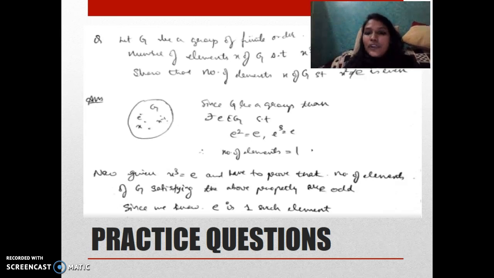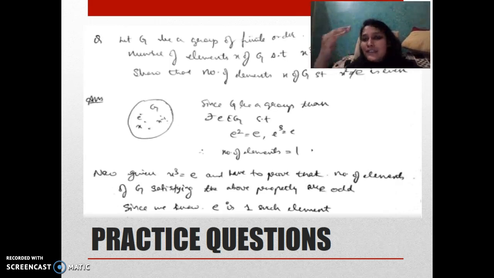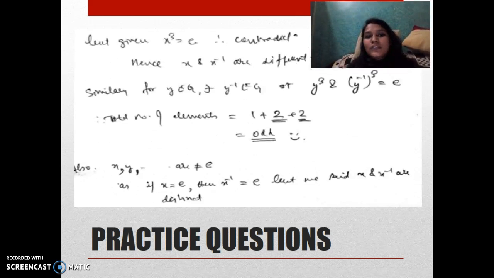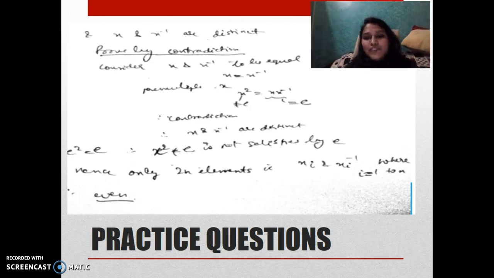So how will you show it? Again, first of all, if x square is not equal to e, then x inverse square will also not be equal to e, right? So these are 2n elements, and since identity square is equal to e, identity cannot satisfy this property. Hence you will get 2n elements. But the catch again is to prove that x and x inverse are not equal. The same thing, exactly the same. For cubic and for square, the method is the same, only what you write changes.